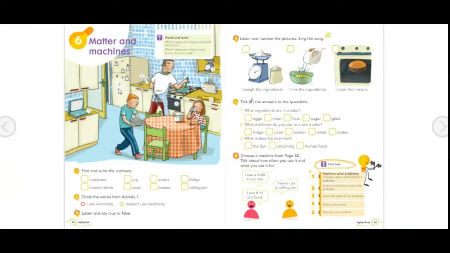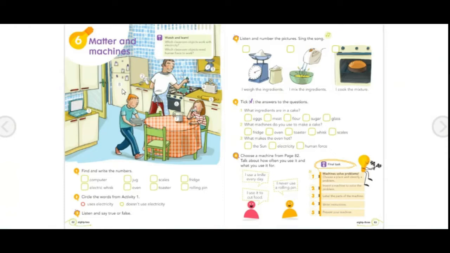I will tell you again. I repeat. Number 1, computer. Number 2, electric whisk. Number 3, scales. Number 4, toaster. Number 5, rolling pin. Number 6, oven. Number 7, jug. And number 8, fridge. If you didn't get it, you can listen again, but I'm not going to repeat it.